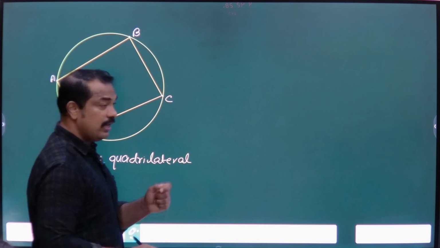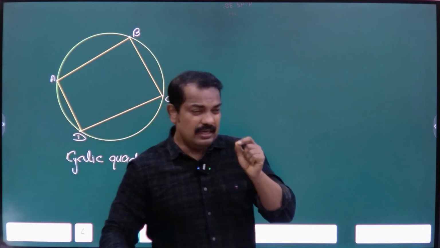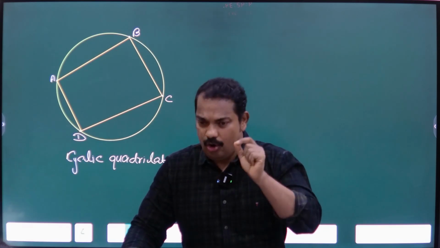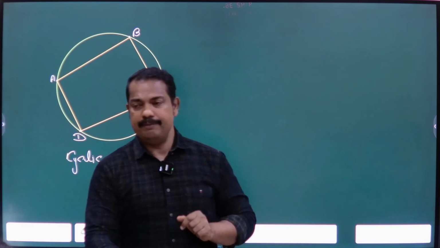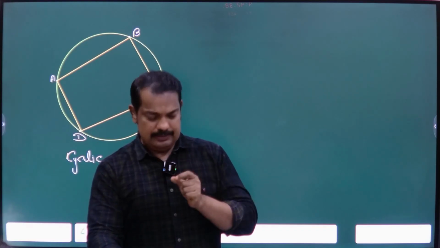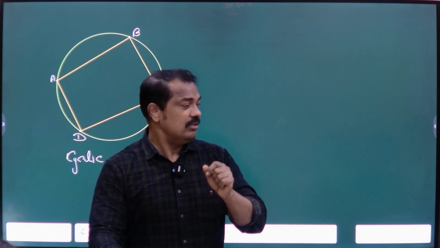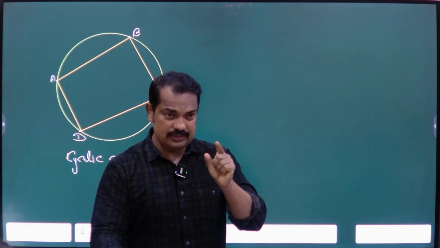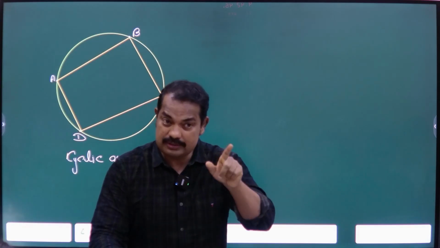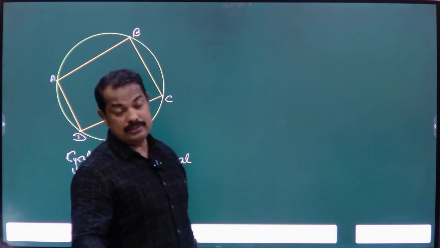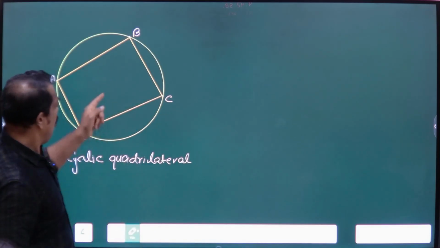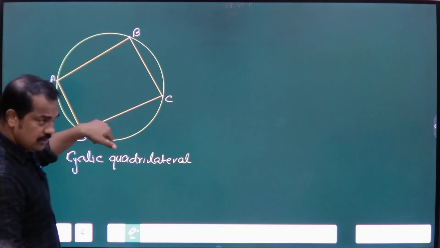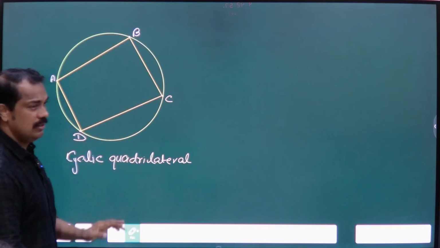What is a cyclic quadrilateral? If all the vertices of a quadrilateral lie on a circle, then the quadrilateral is called a cyclic quadrilateral. In a cyclic quadrilateral, all the vertices of that quadrilateral lie on the circle. Here, all the vertices of this quadrilateral lie on the circle, so we can say this is cyclic.